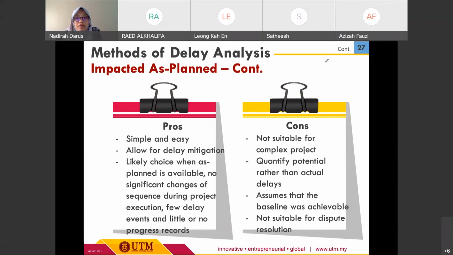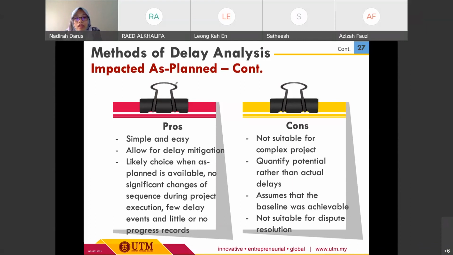In terms of its advantages and disadvantages, impacted as planned is quite simple and easy and allows for delimitation. It is a likely choice when the as-planned is available, with few changes of sequence during execution, few delay events, and little or no progress record. Those are the advantages for this method.